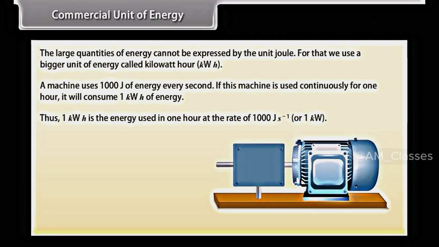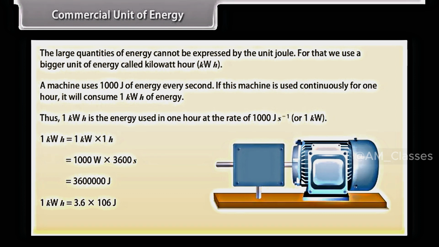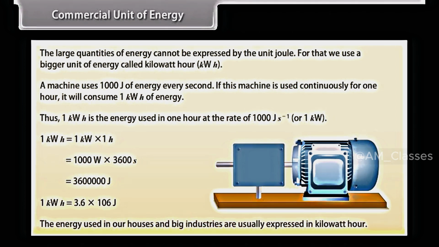Thus, 1 kilowatt hour is the energy used in 1 hour at the rate of 1000 joule per second, or 1 kilowatt. So, 1 kilowatt hour is equal to 1 kilowatt into 1 hour, which is equal to 1000 watt into 3600 s, which is equal to 36 lakh joule. 1 kilowatt hour is equal to 3.6 × 10⁶ joule. The energy used in our houses and big industries are usually expressed in kilowatt hour.